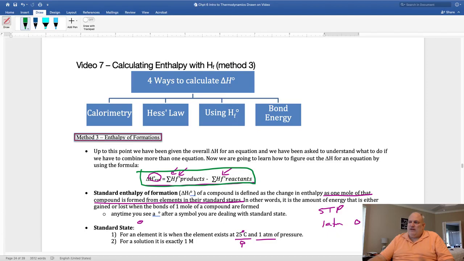So that ends this video. The next video is going to show you how to calculate enthalpy with bond energy. Now, I will say this to you. Me just showing you this video and you not practicing on it is not going to be very helpful. So we're going to do some practice in class and a little bit for homework as well.